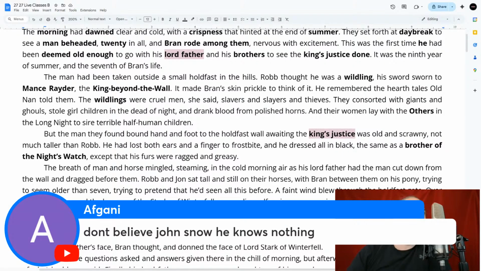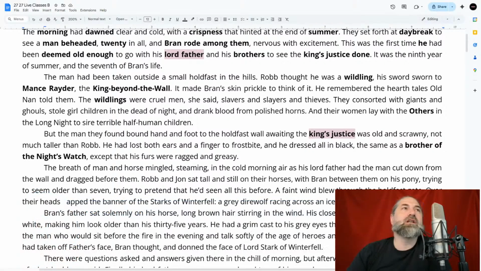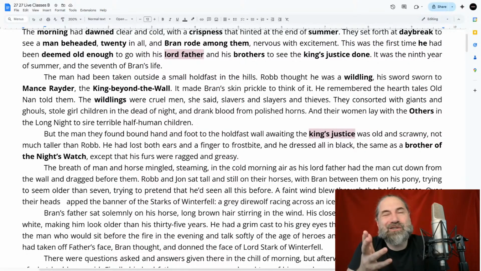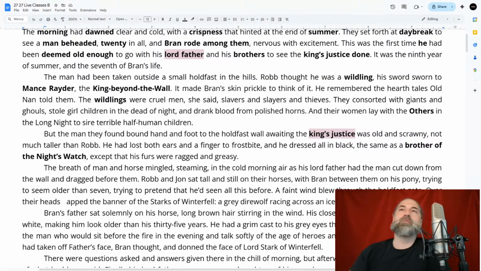I don't believe Jon Snow... Jon Snow, you know nothing. So I'm going to pretend I already knew this and forgot somehow. Each chapter should generally consist of one scene. No, each chapter can consist of one scene, but if it has more than one scene, as this chapter does, it has two scenes specifically, you could probably say it has three, but really it's two. But the chapter itself must contain a consistent arc over those scenes. Okay? I hope that helps.